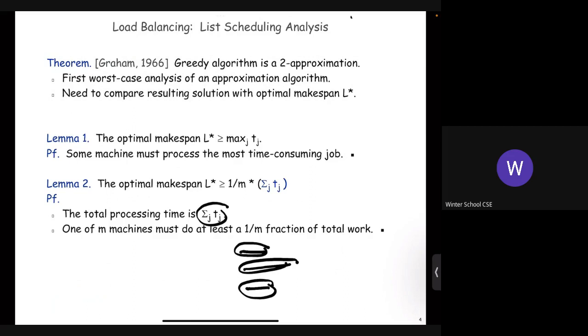Imagine the total is 10 and we have 4 machines. If every machine took 10 by 4, which is 2.5, and every machine took less than 2.5, like 2.4, then how much is the whole total of 4 machines? It's less than 10, right? It's nothing more than that. It's just an average. Once we are done with these two small lemmas, we are ready to prove the result.